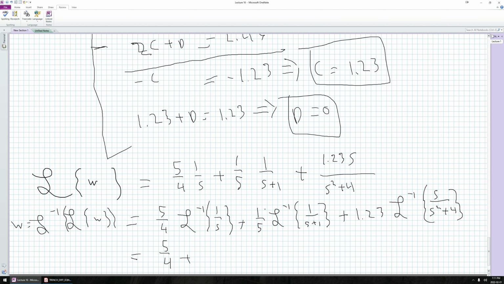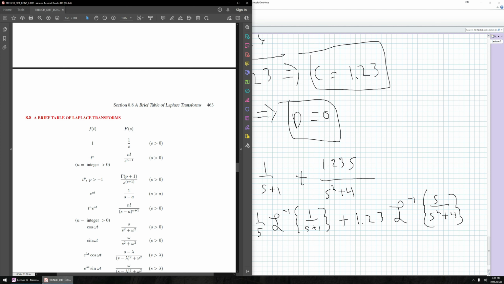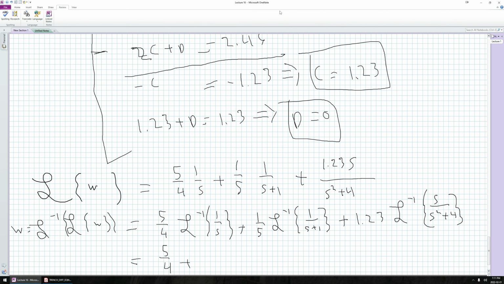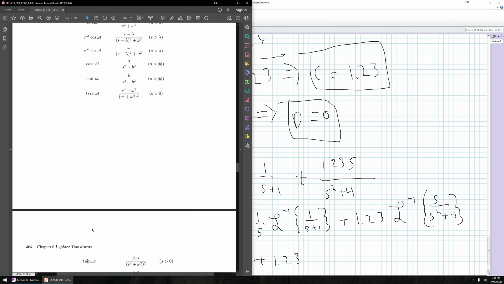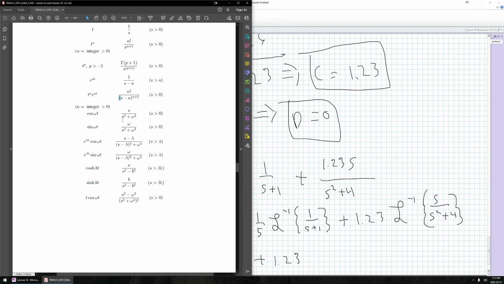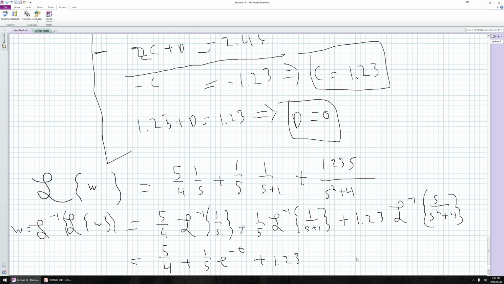This next one from the Laplace transform, that's the Laplace transform for an exponential, right? I have s minus a. Here a is -1. So this gives me a decaying exponential, 1/5 e to the minus t. And finally, this last term, I'll get a 1.23. Here, I have a Laplace transform of that form, so if I find my cosine, that's just cosine of 2t. So this times cosine of 2t.